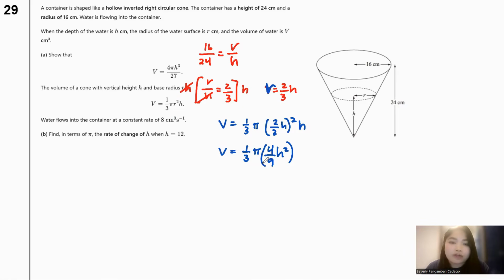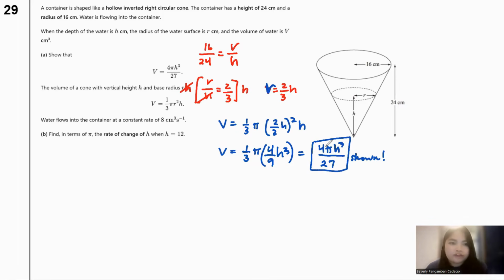And you can just multiply your 1/3 and your 4 over 9, and the answer there will be 4 pi H. Okay, that is H cubed now because you have square here and then you have another one here. So you add, that will be H raised to 3. Over 3 times 9, 27. And you see, this is already the same. Shown. Okay, now let's go with letter B.